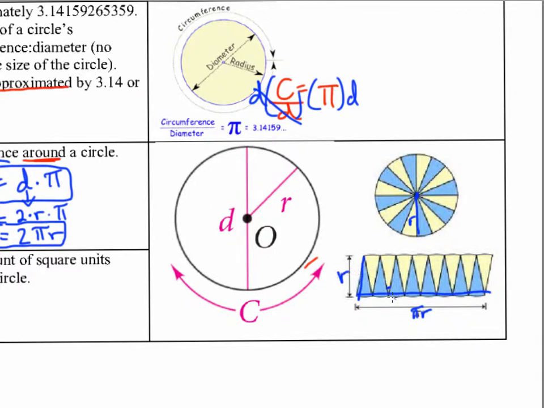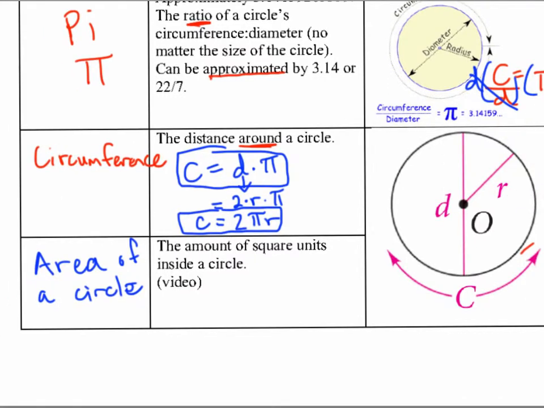But remember, to find the area of a rectangle, just multiply these two. So if you multiply r times r, you get r squared. So the area of a circle is pi r squared. Let's come back here. The area of a circle equals pi times the radius squared. Okay, and we'll use these formulas.